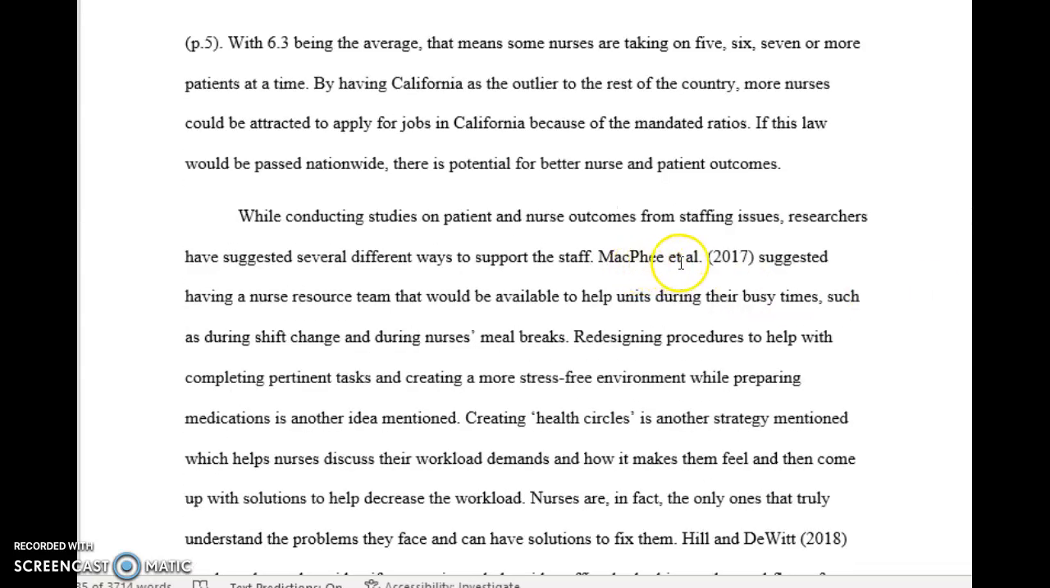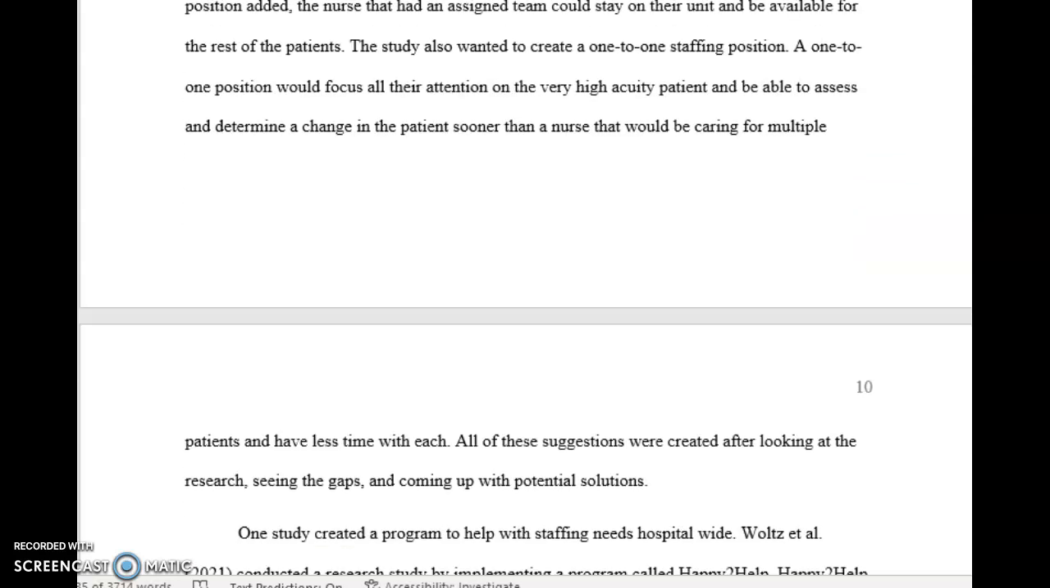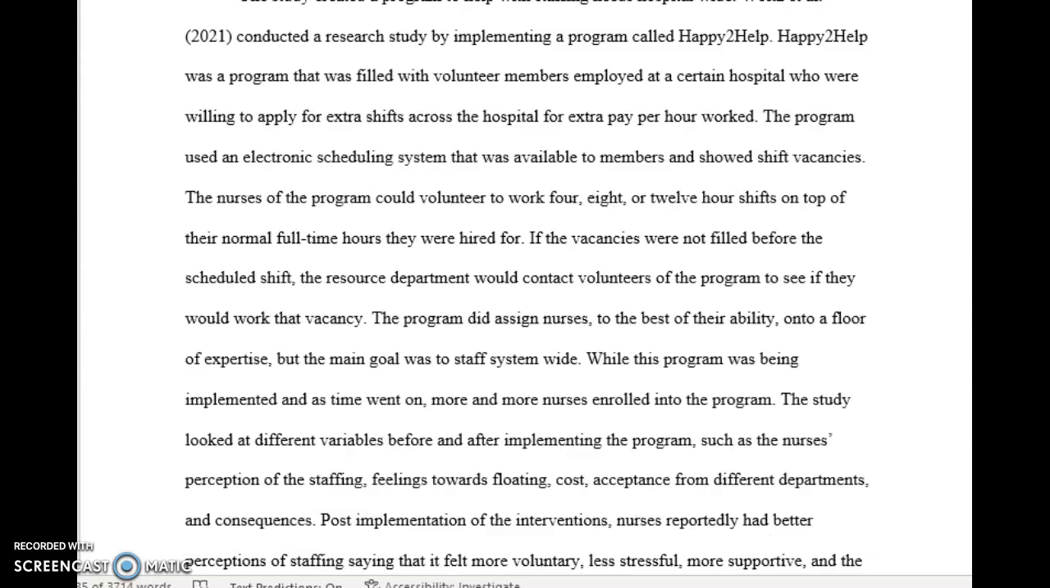And so McPhee, et al., period, and then in parentheses 2017, the year of publication. Here we have Hill and DeWitt, and then in parentheses, the year of publication 2018. If this citation was at the end of the sentence, then we would not write out "and", instead we would use the ampersand. And so we'll move on.